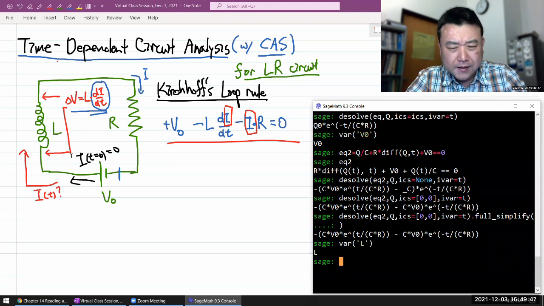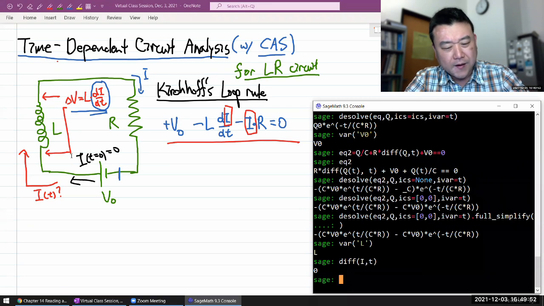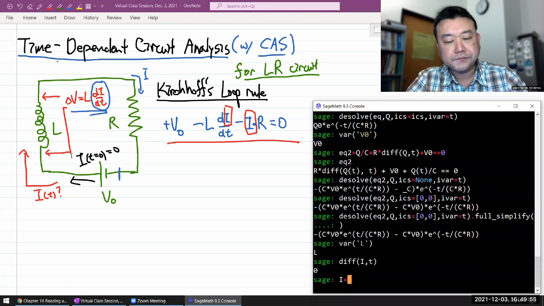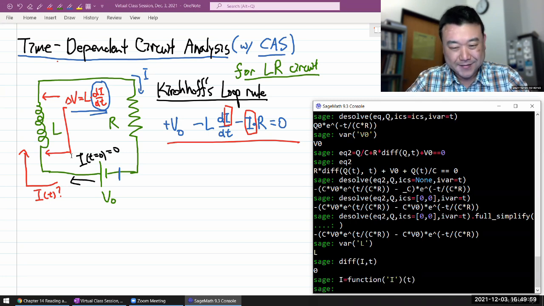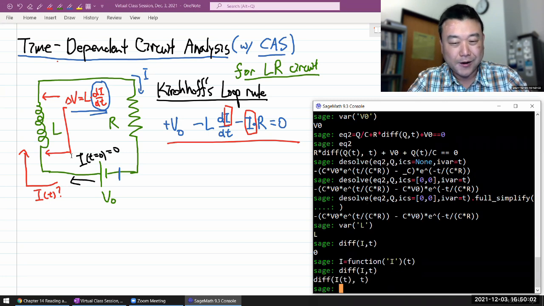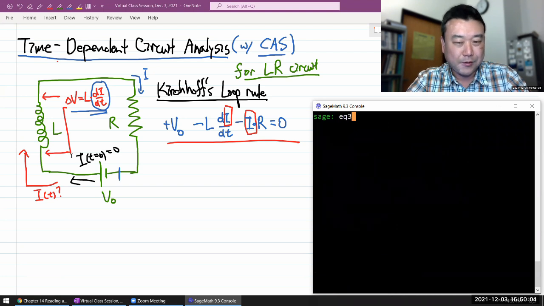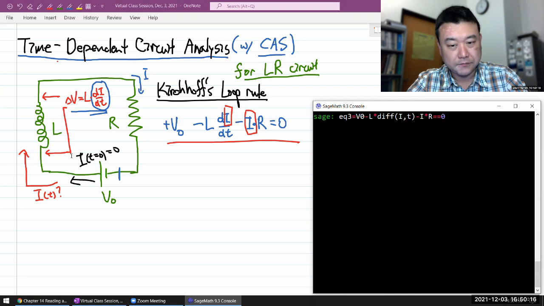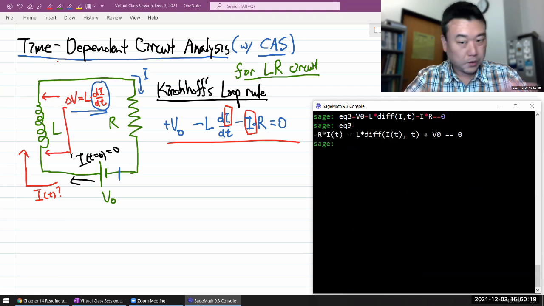Oh, wait, I need to write that because when I do derivative I as a function of time, I'm going to get this. So I need to redefine I to be a function named I of time t, so that when I take the derivative, it'll correctly take the derivative. So okay, my equation 3 is going to be V naught minus L times the derivative of I with respect to t minus current I times R is equal to 0.